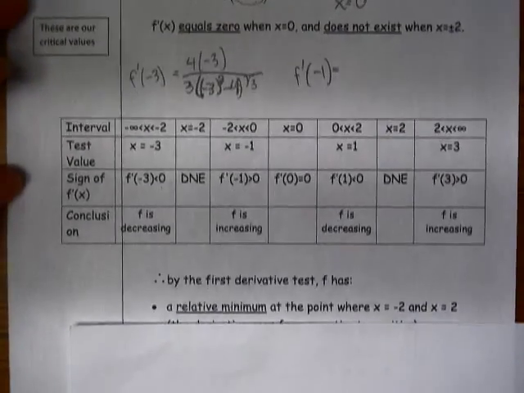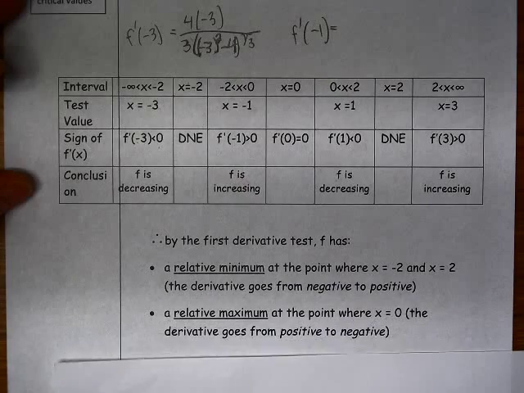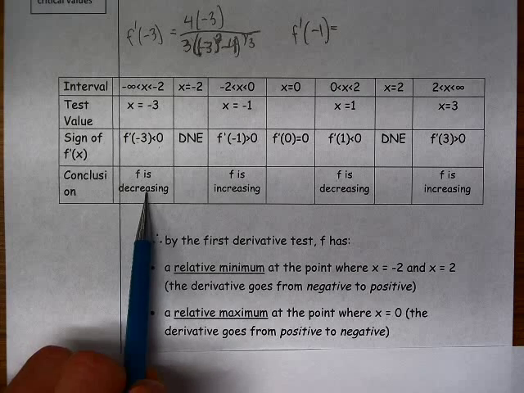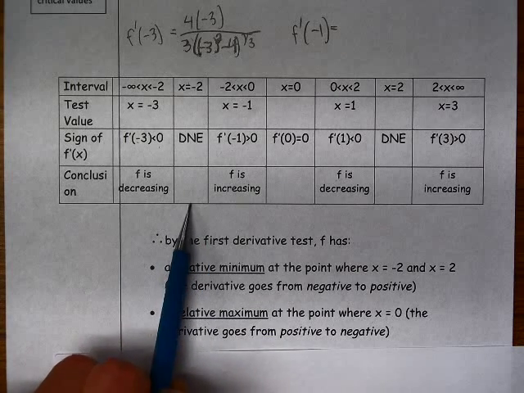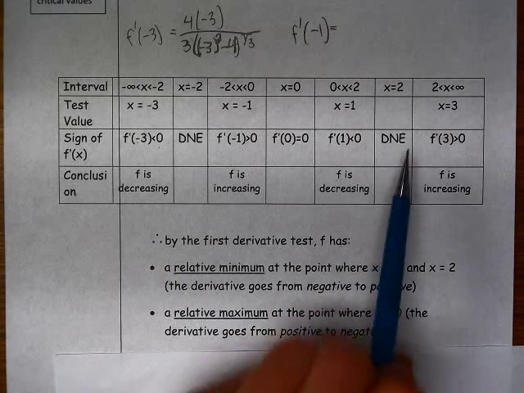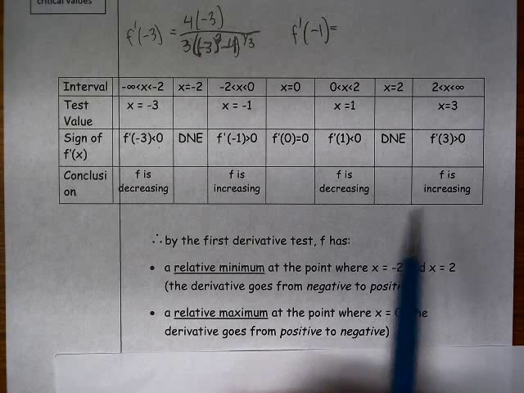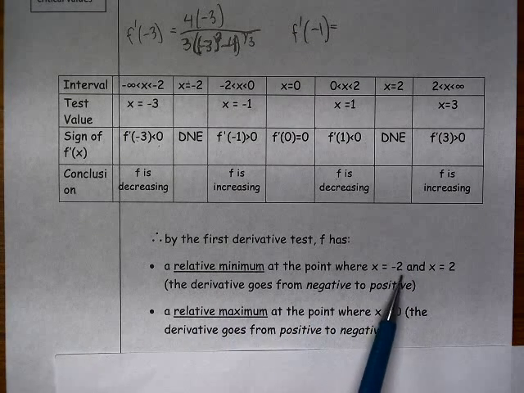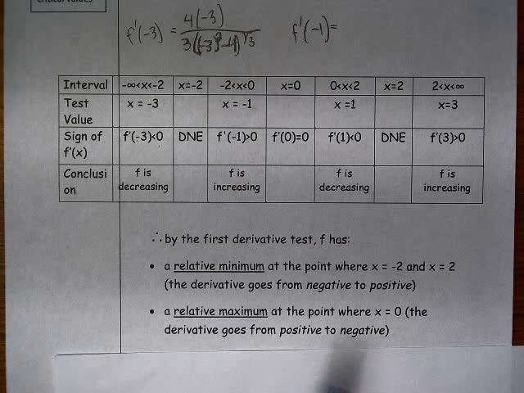So by the first derivative test, I can see that at x equals negative 2, my function went from decreasing to increasing. That means that this is a relative minimum. At x equals 2, my function goes from decreasing to increasing. That means this is a relative minimum. So I have relative minimums at x equals negative 2 and x equals 2 because the derivative goes from negative to positive.